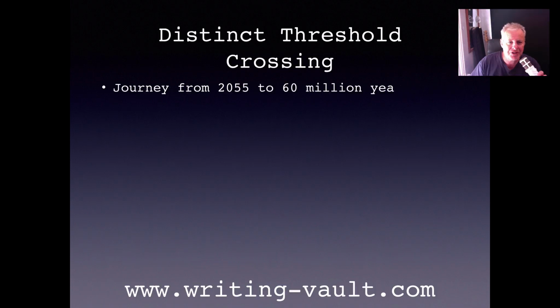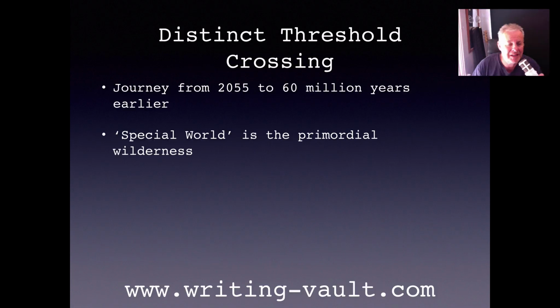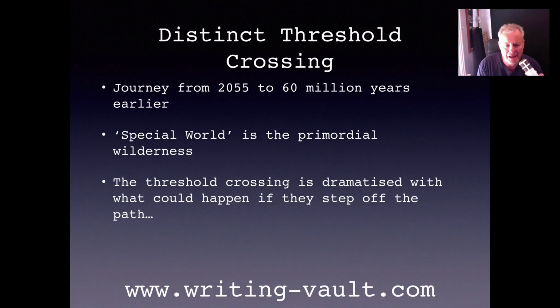Distinct threshold crossing. They go to the time machine and they journey from 2055 to 60 million years earlier. That's obviously a special world now, and it's the primordial wilderness. There's also this crossing is dramatized in the journey, and they talk about the anti-gravity path and what could be the possible consequences if they step off the path.